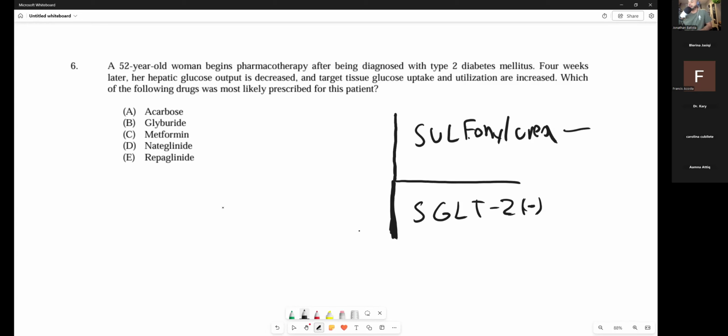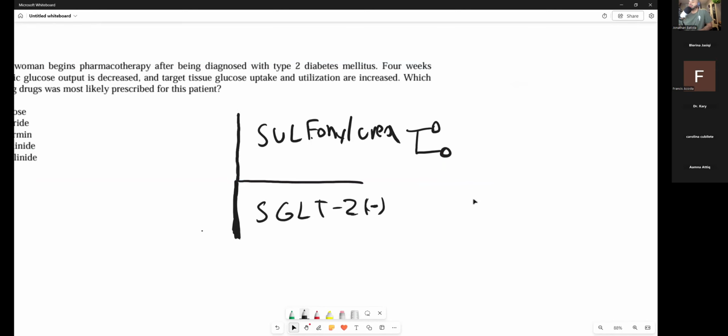Remember, sulfonylurea has two different generations, but it also has an analog. It has an analog as well. Different drug. It's an analog, something called meglitinides.